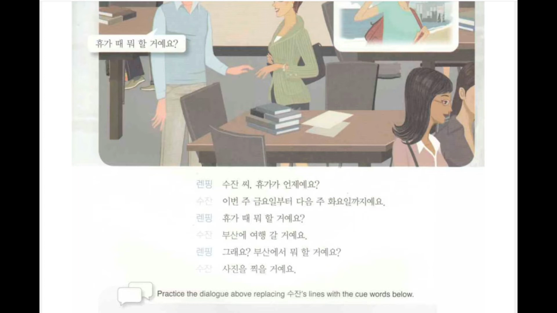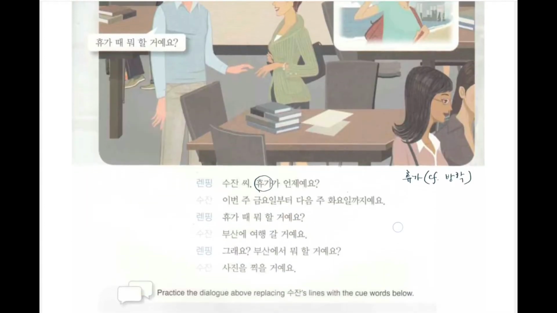Very good. 자, translation first. 수잔 씨, 휴가가 언제예요? When is the vacation? 자, 휴가 봅시다. 휴가 is vacation for the workers. 방학 is vacation for the students. Okay? 그래서 apparently this is the office, not the school. 그렇죠? 휴가가 언제예요? When is your vacation? Susan says. 여기 부터까지 있네요. What does it mean? From to, isn't it? 금요일부터 from Friday this week to Tuesday next week. 이번 주 금요일부터 다음 주 화요일까지예요.